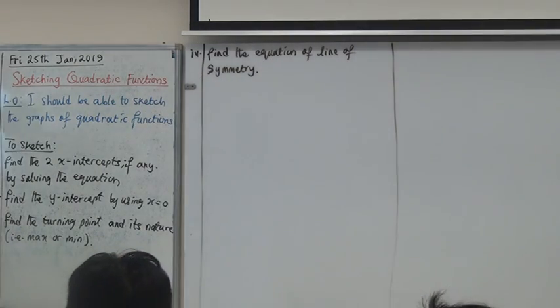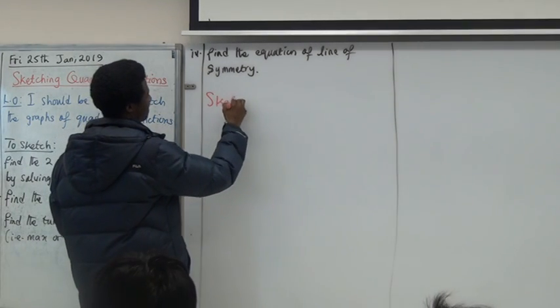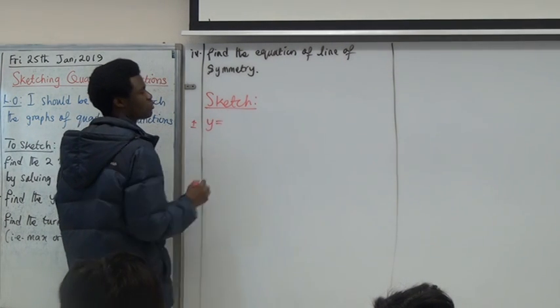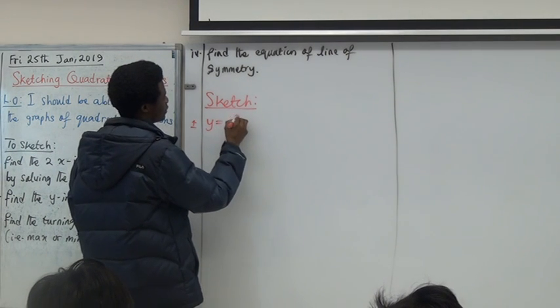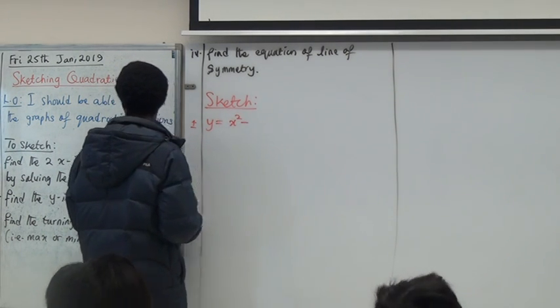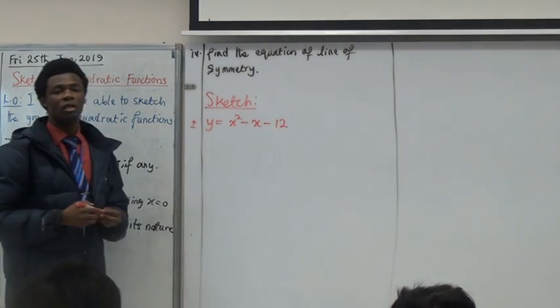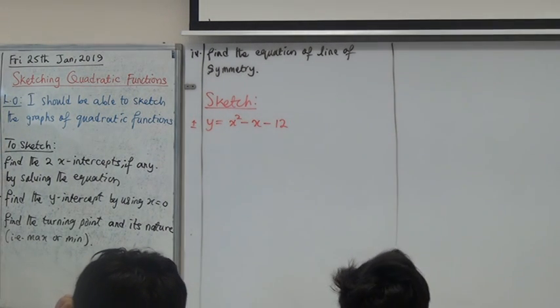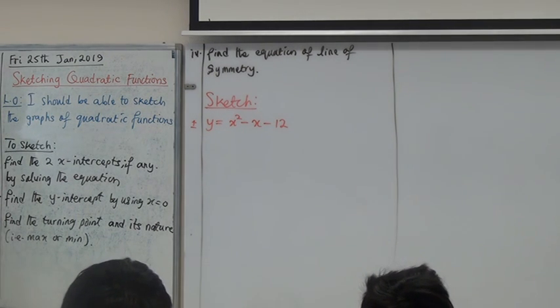So I will just quickly look at sketch. Let's look at y equals, I'll maybe take a simple one first. y equals x squared minus x minus 12. Can I have your attention, everyone? Let's do this together. So according to the rules, the procedure, we need to find the x-intercept, which is when we solve this equation.